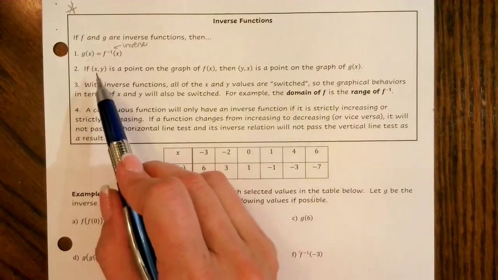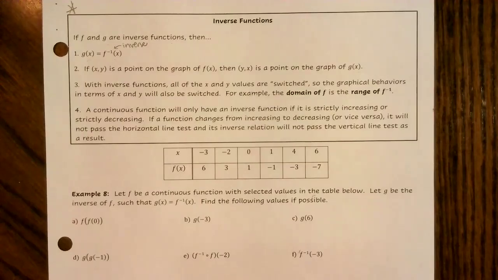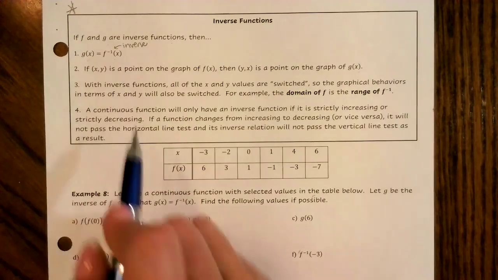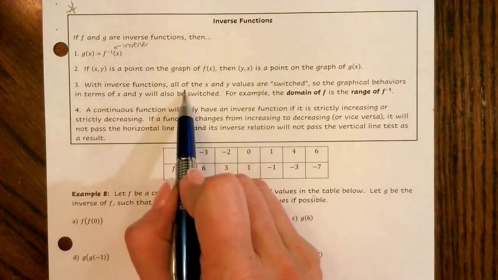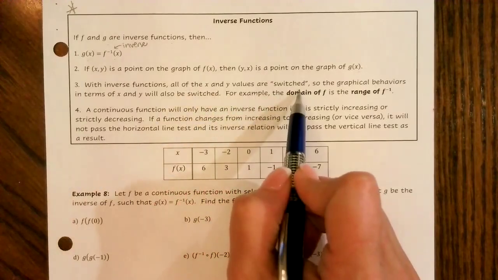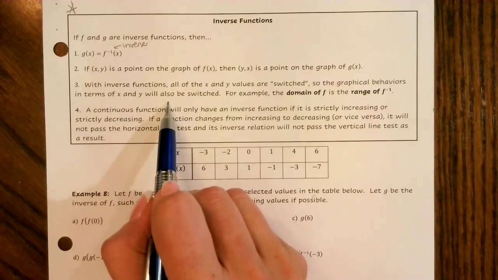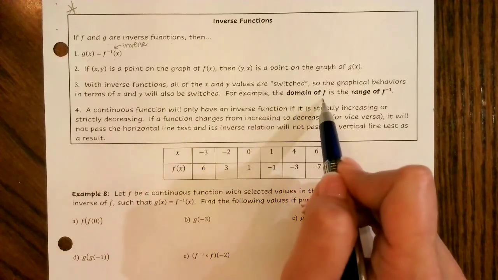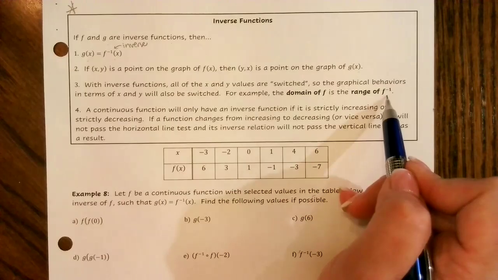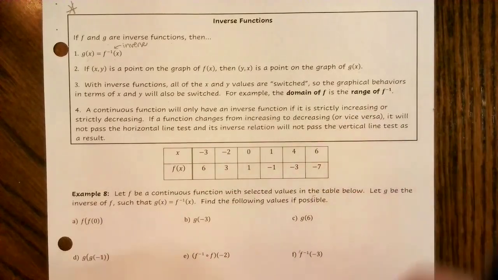So if they are inverses, then you can switch those x and y's. With inverse functions, all of the x and y values are switched, so the graphical behaviors in terms of x and y will also be switched. For example, the domain of f is the range of the inverse of f. So since we switch the input and output, the domain and the range also switched because the domain is the input and the range is the output.